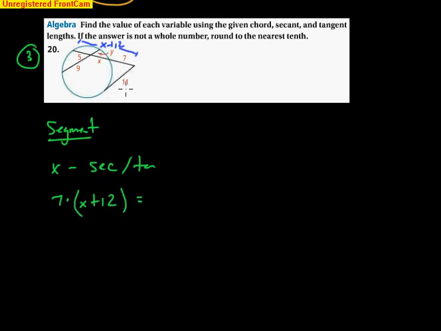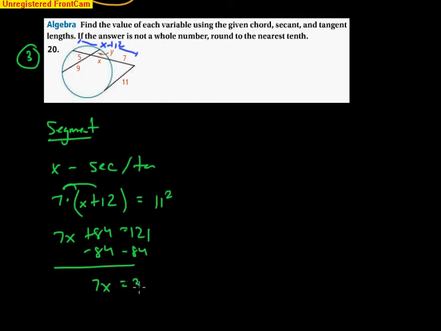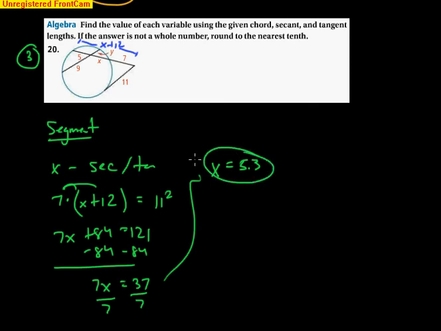Then the tangent is squared, equals 11 squared. We distribute the 7. 7x plus 84 is 121. We subtract the 84 on both sides. 7x equals 37, and divide by 7. And we get a rough estimate of 5.3 or 5.4. Something like that. Make sure you round correctly. 37 divided by 7 is 5.3. That's x.